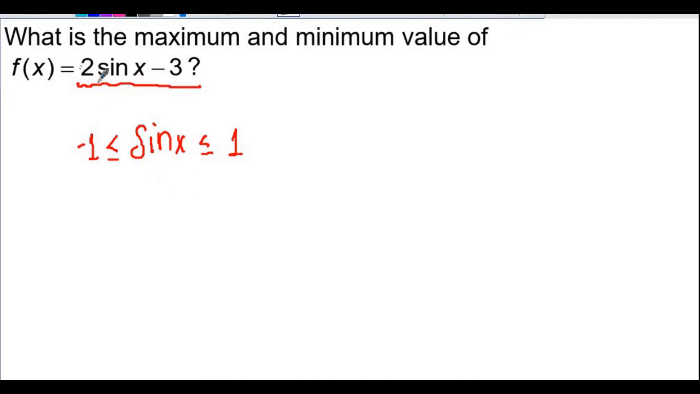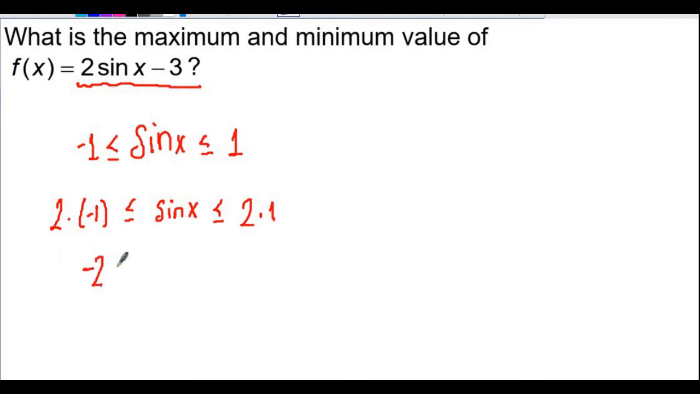Alright. So in order to get the maximum and minimum value of this expression, we can first get 2 sine of x. How can I get 2 sine of x? I have negative 1, sine of x, and 1. I can multiply all these values by 2. I'm multiplying by a positive number, which means we don't need to change these inequalities. So 2 times negative 1 is less than or equal to 2 sine of x, less than or equal to 2 times 1.